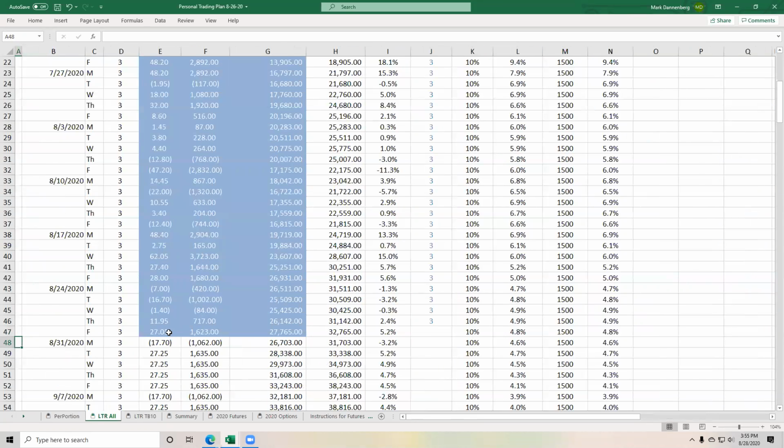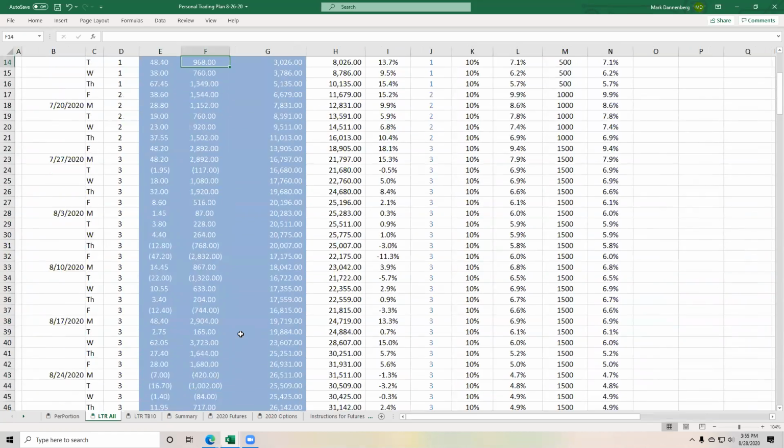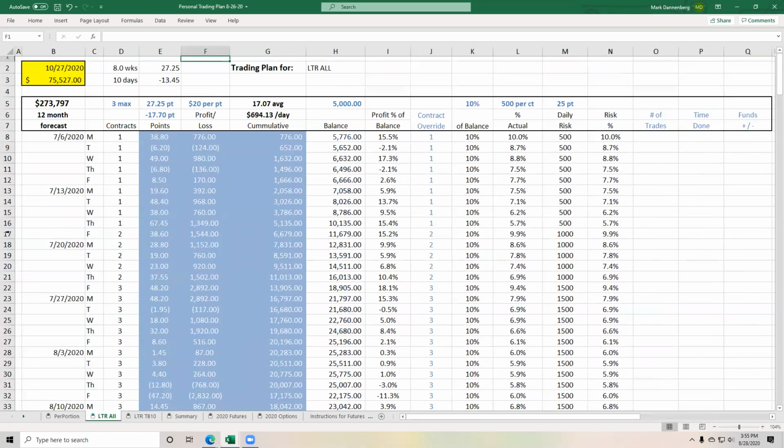So we averaged just over 27 points today after we take out fees and commissions, $1,623. Now we need to go back up to our header and do exactly what we just completed. We're going to look at our actual average run rate for winning days, and it's 27.25. So we're going to put our future forecast in based on our actual run rate, 27.25. And then our losing run rate is 13.45. Those are our losing days.